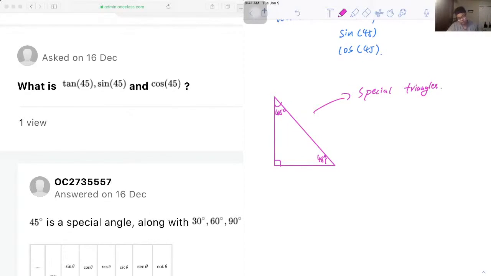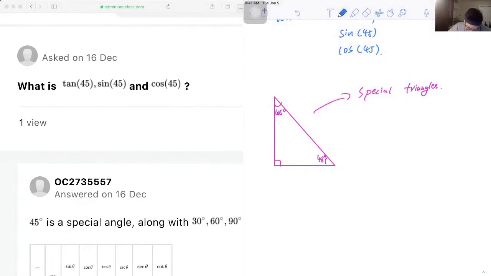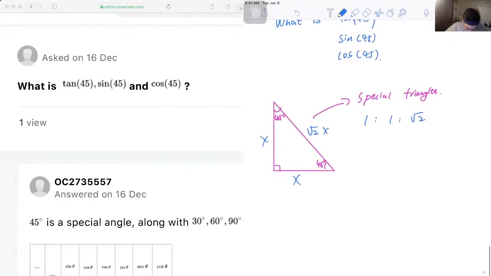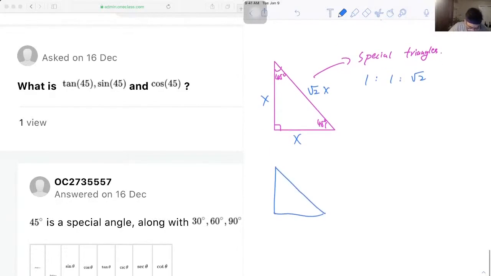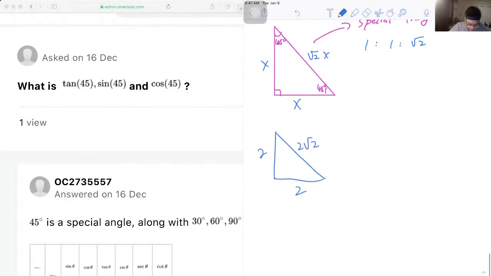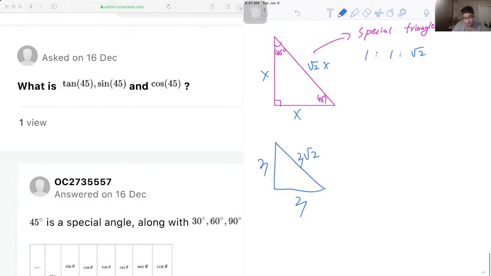And by saying that this triangle is a special one, it's because the ratio of its sides follows 1, 1, and root 2. So say that's x, x, and this will be root 2x. For example, if we have a 45, 45, 90 triangle with one side being 2, the other one will be 2 as well, and the hypotenuse will be 2 root 2. If we have a 3, then it's going to be 3 and 3 root 2. So you always follow this ratio.